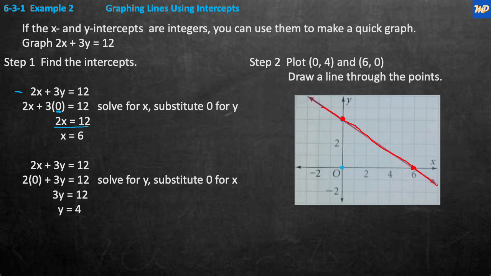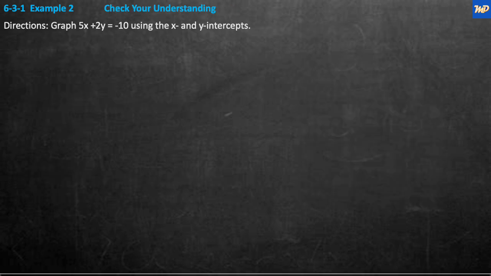Okay, example 2, check your understanding. So we'd like you to pause the video and try this one. It says graph 5x plus 2y equals negative 10 using the x and y intercepts, just like we just did. Okay, so I'll give you some time here and then go ahead and try it.